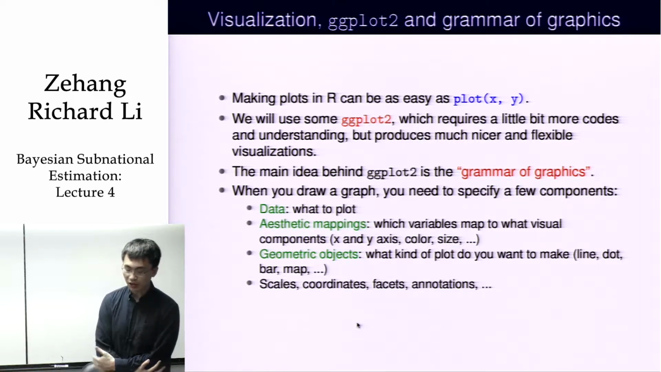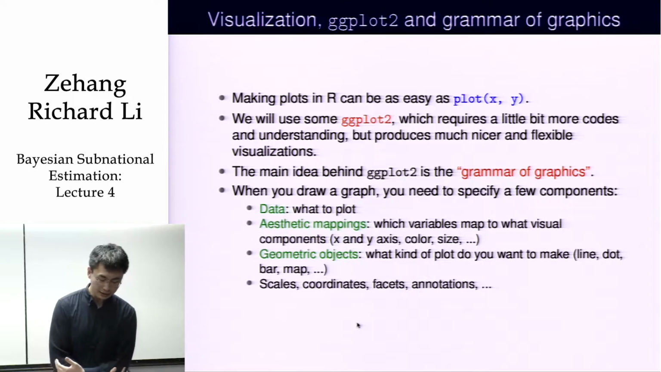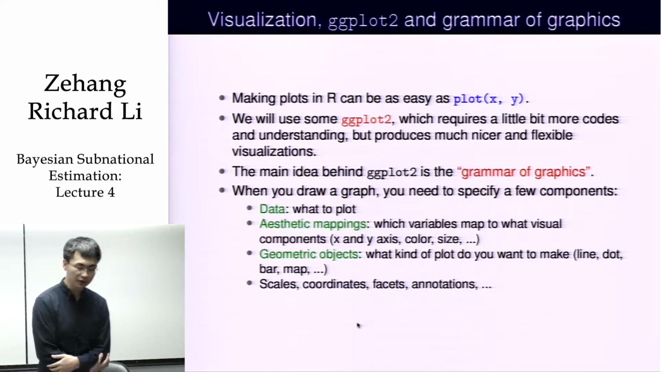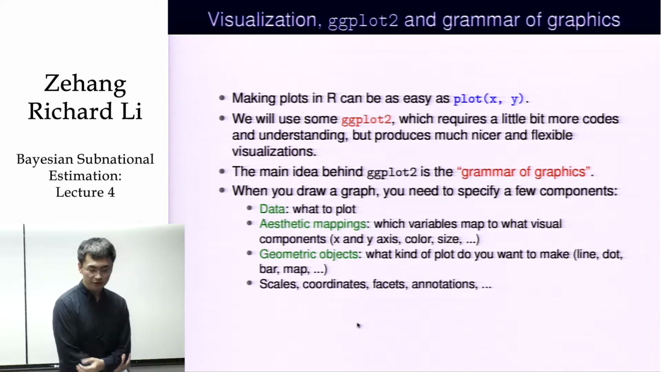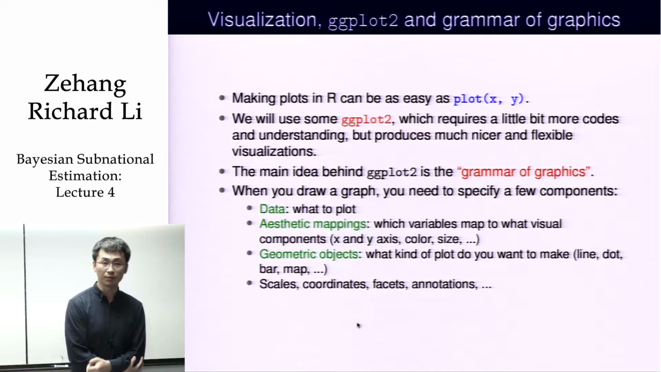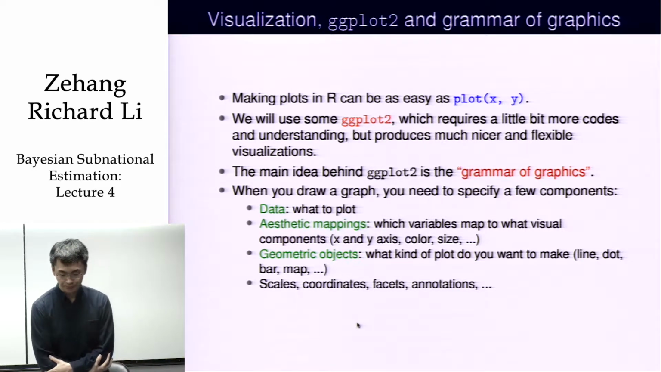On top of that, of course, you can build on more and more features. You can add different themes. You can change the scales. You can change the coordinate system. You can change the facets. But the fundamental idea of ggplot2 is that by specifying each of those components, you can have full control of what the plot looks like.